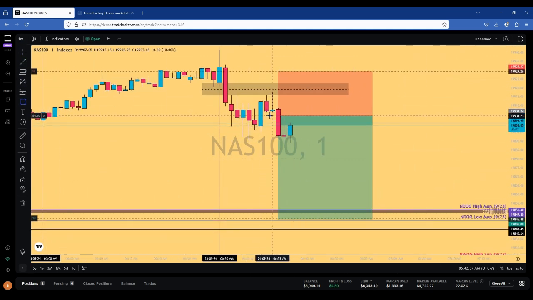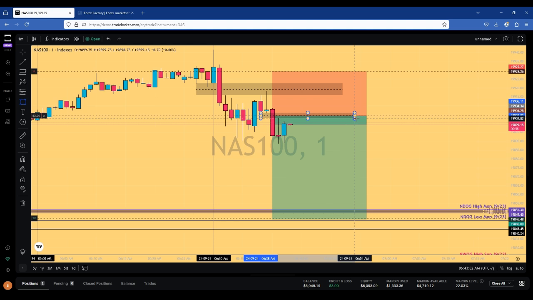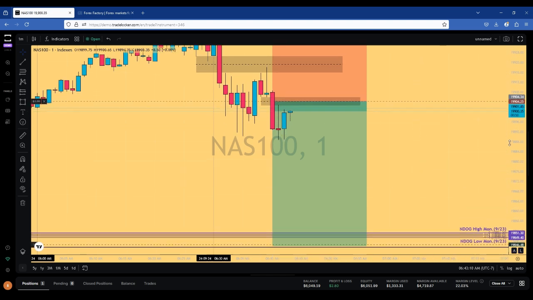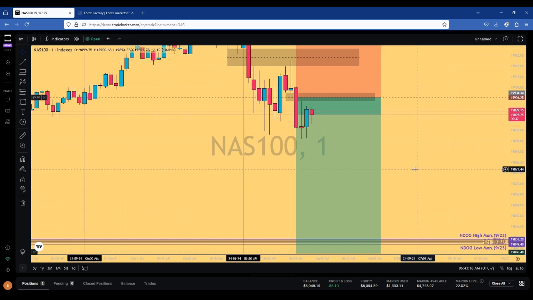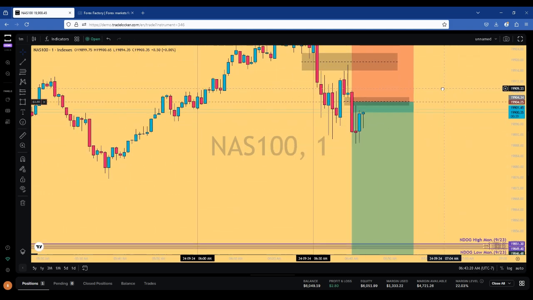So here we created another fair value gap. I'm taking the borders off just so I can see more easily when it actually touches in. Because when I had the border, it kind of looked like it touched into the fair value gap on this candle, but it hadn't actually really gone in there.